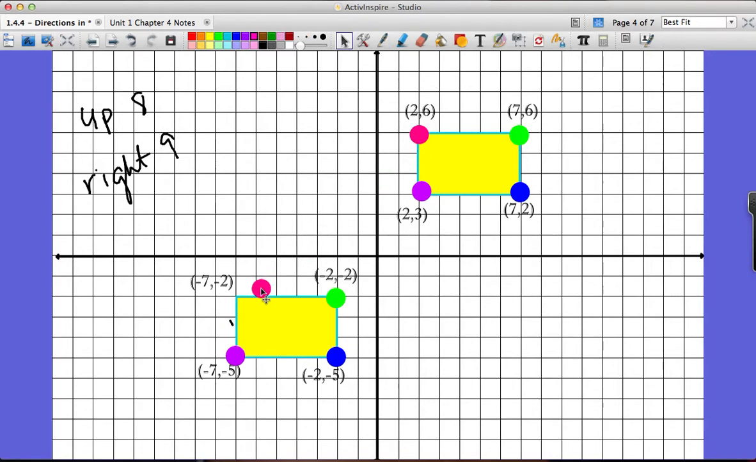However, when you move one point, now we need to check and make sure it's the same here. So it should be up 8, right 9. So 1, 2, 3, 4, 5, 6, 7, 8. So far, so good. 1, 2, 3, 4, 5, 6, 7, 8, 9. Right, and that should be the case for all of the points when you move them.